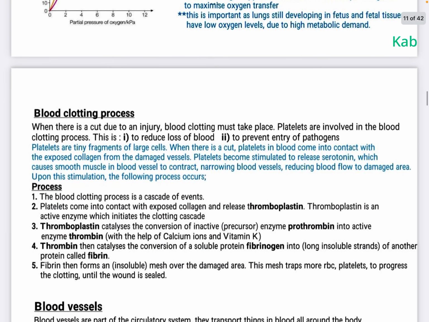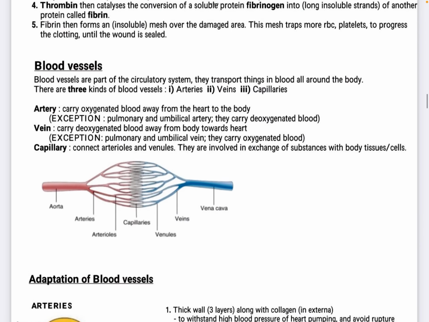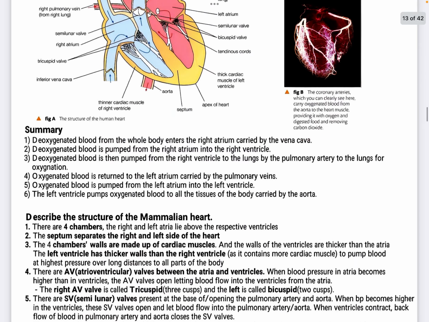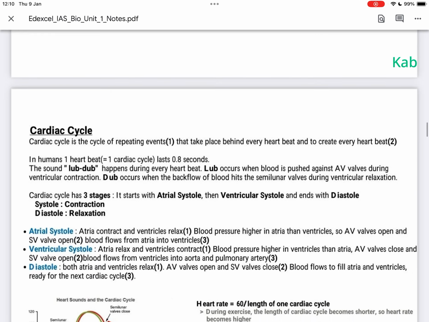The blood clotting process is not going to be covered now. It's going to be covered in the disease part. The vessels were already covered. This was already covered as well. The cardiac cycle here.